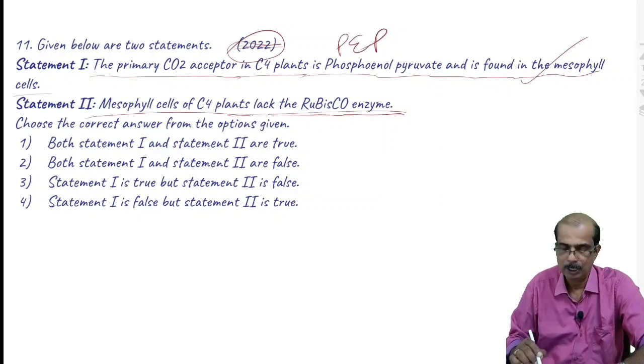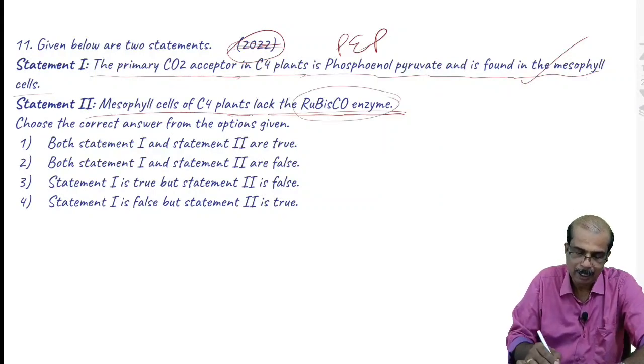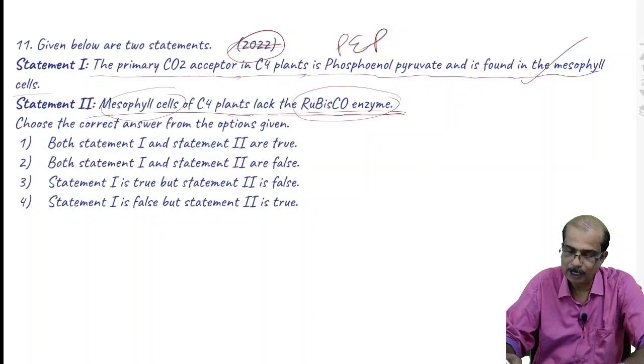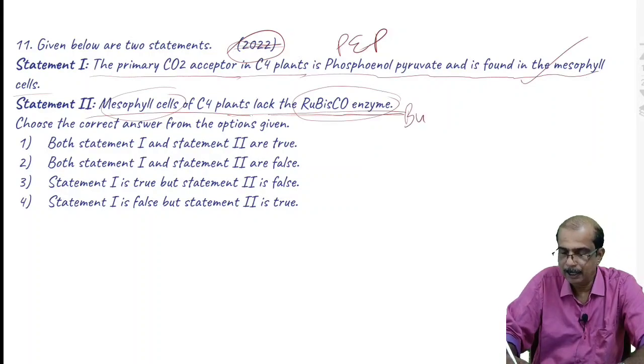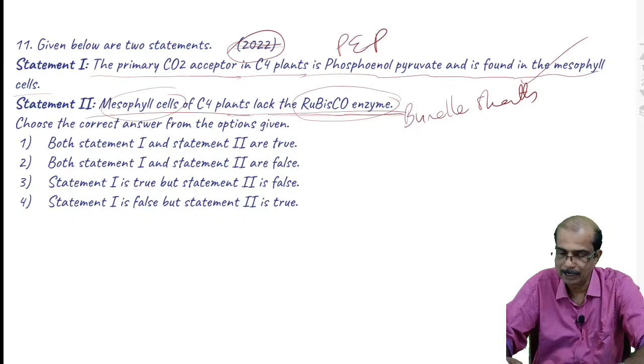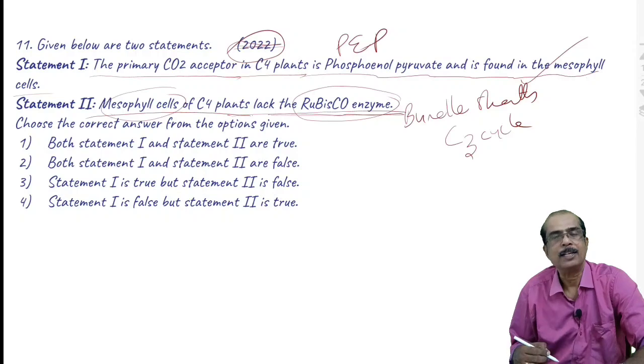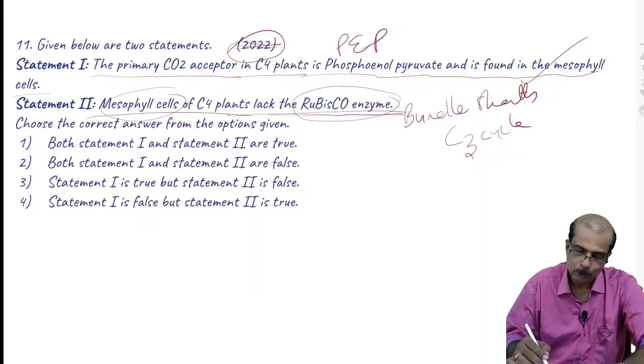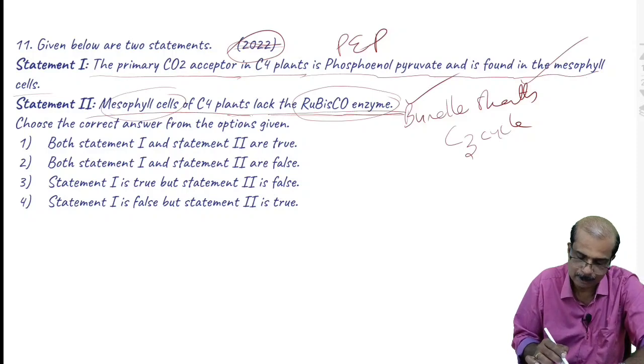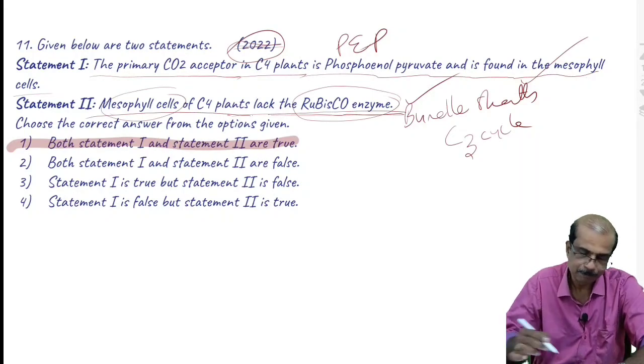of Rubisco. No Rubisco enzyme in mesophyll cells, and the Rubisco enzymes are present in the bundle sheath cells. In the case of C4 plants, in bundle sheath cells, the C3 cycle takes place, starting from the action of Rubisco. So options 1 and 2 are both correct in this question. So we select option 1 as our answer.